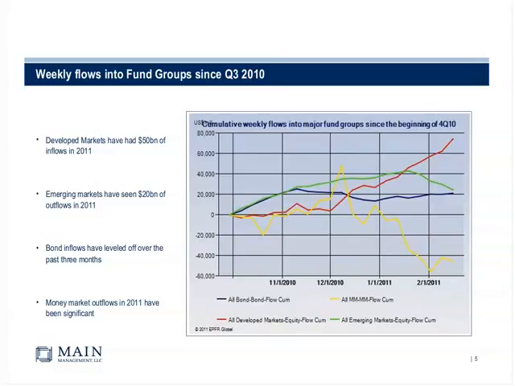Since the beginning of the fourth quarter of 2010, you can see that the flows into the developed, that would be the red line, have been north by northeast, up to the upper right here. Conversely, for the emerging, which is the dark green line, at the crossover point in the third week of January, you began to see outflows, and those outflows obviously coincided with fears of inflation and fears of political unrest.